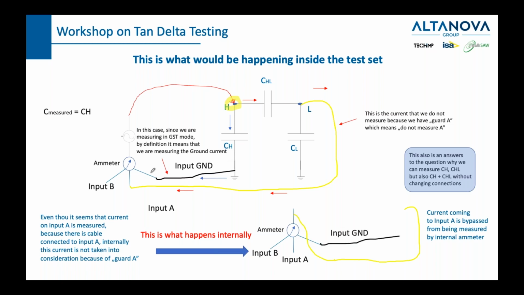So this also answers the question, why can we with just one connection measure first CHL, then CH, and then CH plus CHL? Because in the first iteration, we will measure only this current and thus this capacitance. In the second one, we will measure this current and then this capacitance. And then we will measure this current and this current, which means a parallel connection between two capacitances, which is the sum of two capacitances.